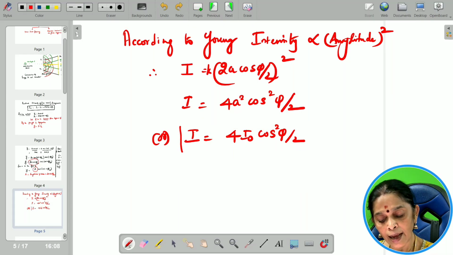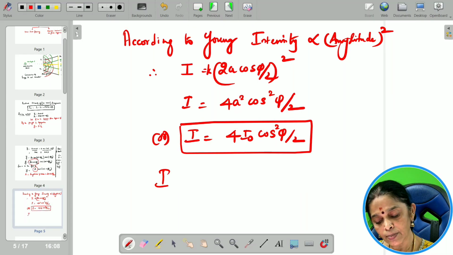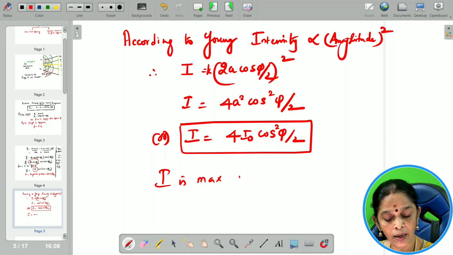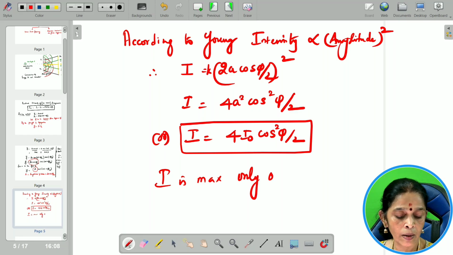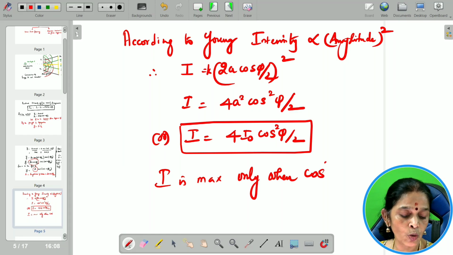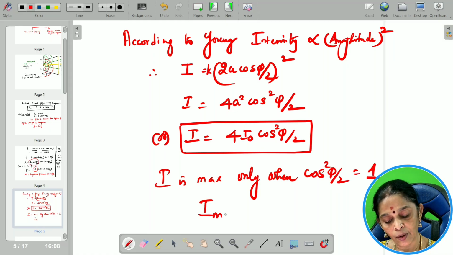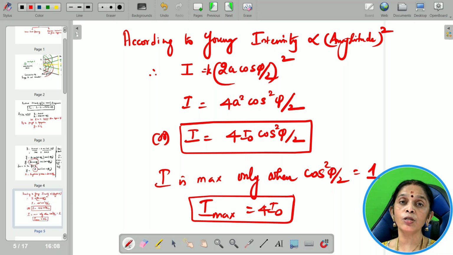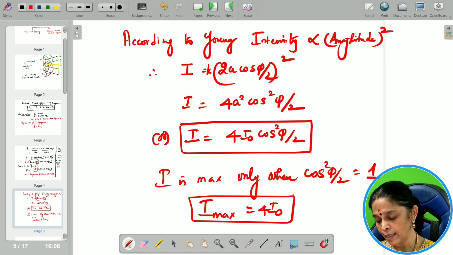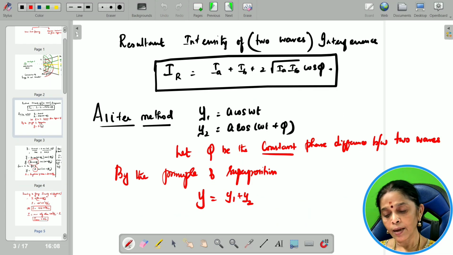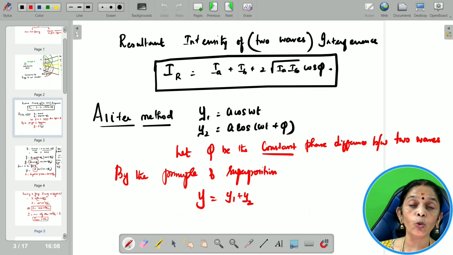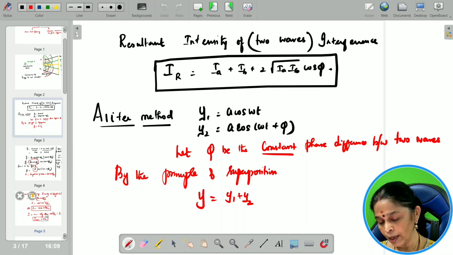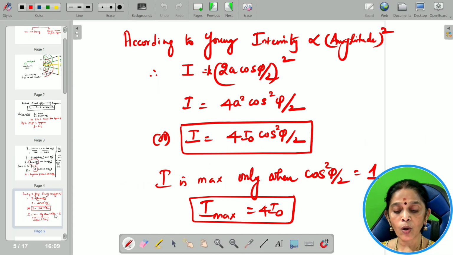So when do you get I maximum? I is maximum only when cos square phi by 2 is equal to 1. So therefore, I max is equal to 4 I naught. So this is an alternative method of finding out the resultant intensity. Either you can write the intensity as IR is equal to IA plus IB plus 2 root IA IB cos phi, or you can write it as 4 I naught cos square phi by 2.